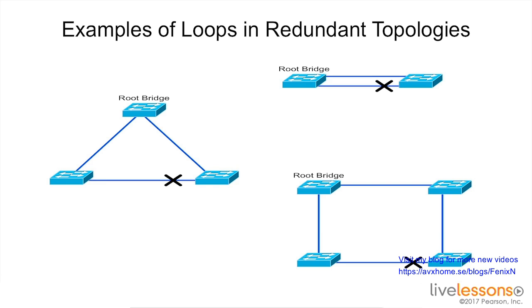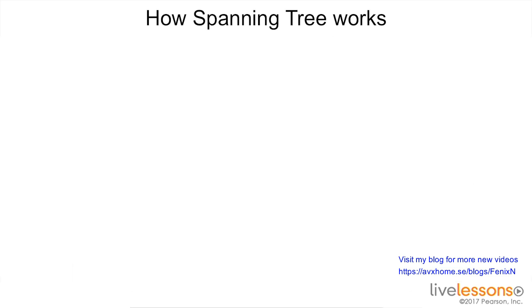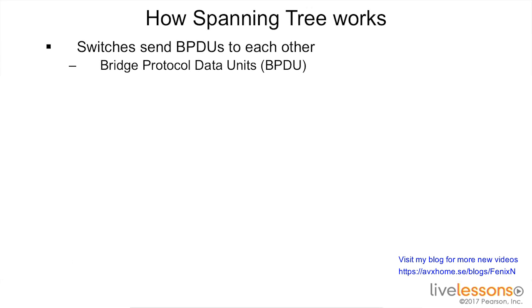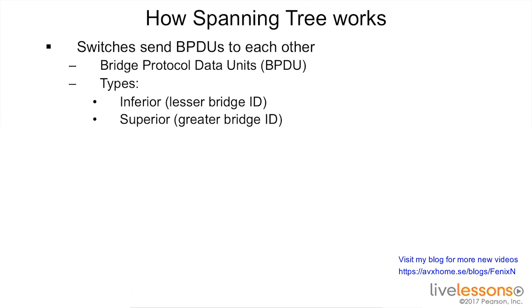First it would elect a root bridge, and then by considering port cost, it would choose to disable links in order to provide a loop-free topology. Spanning tree works because switches send BPDUs, or Bridge Protocol Data Units, to each other. There are three types of BPDUs: an inferior BPDU from a lesser bridge, a superior BPDU from a greater bridge, or a topology change notification letting you know that something has happened on the network.